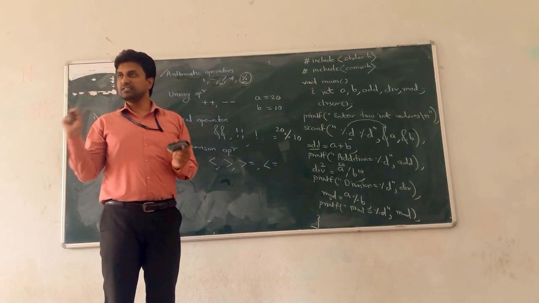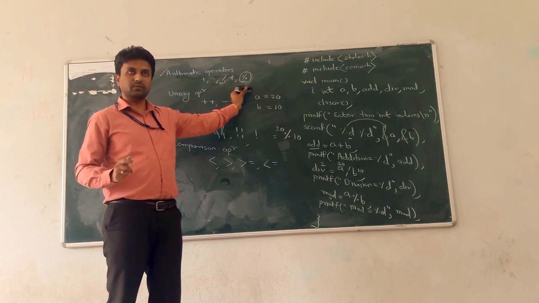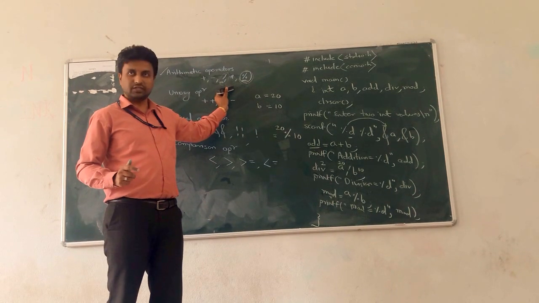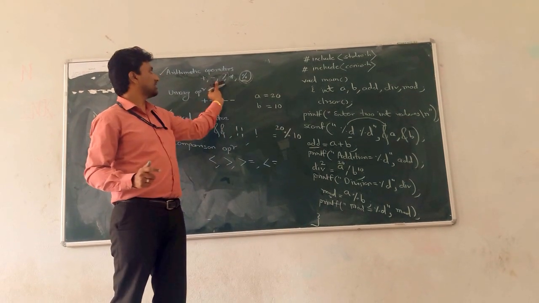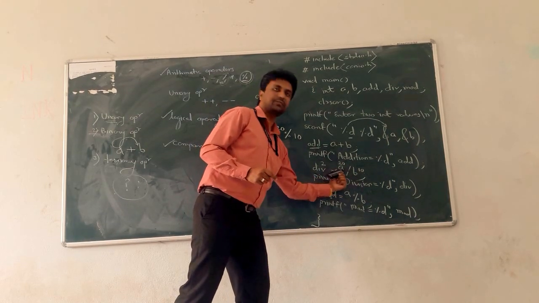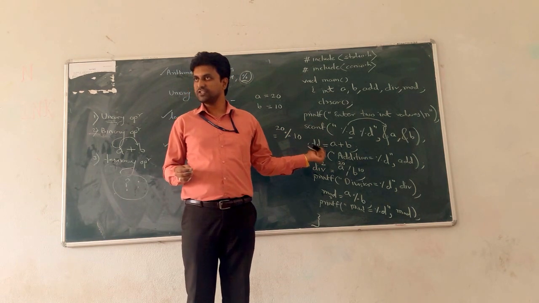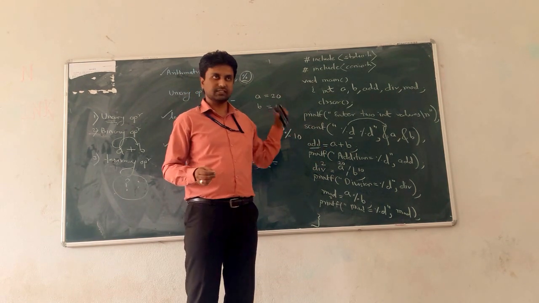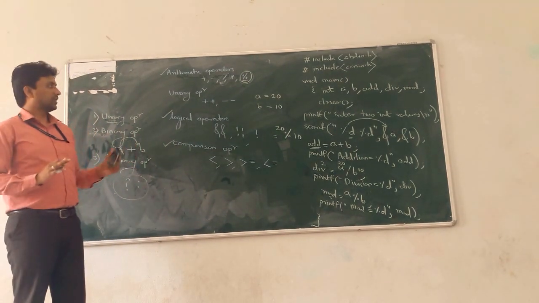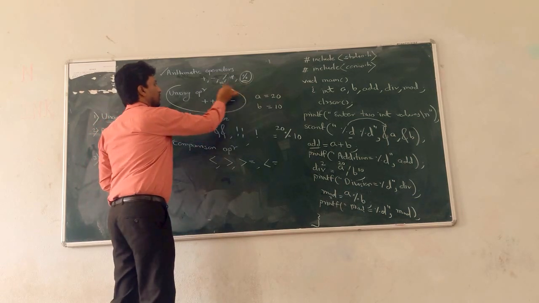Clear? So this is an easy one, no doubt. Only division and modulus operator. Modulus gives you remainder and division operator gives you quotient. Clear? And these are the binary operators. So we perform the operation on two operands, A and B. Minimum two operands are required for division, modulus, plus, minus, subtraction. Understood? Okay.